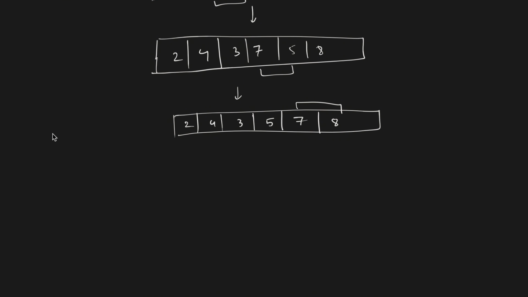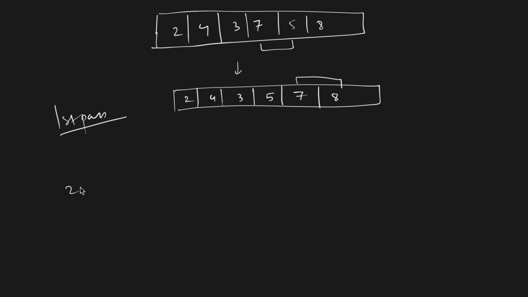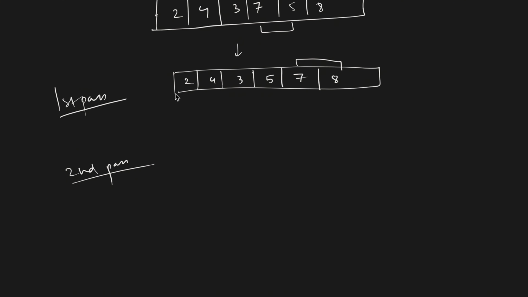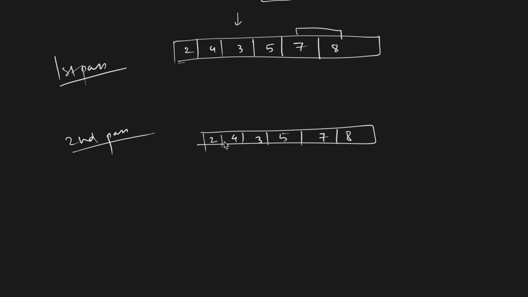So this is the first pass, and next we'll move on to the second pass. For the second pass we start off again from the very start. So we had 2, 4, 3, 5, 7 and 8. If we look at 2 and 4, you can see that the value of 2 is less than 4, so nothing happens there. Next we move our point of focus to the values 4 and 3.